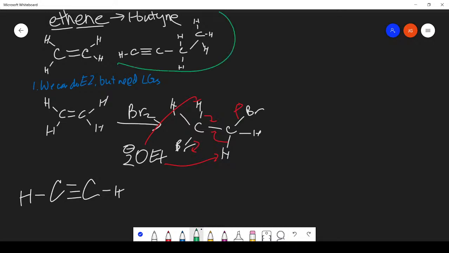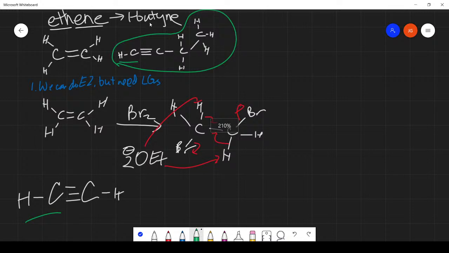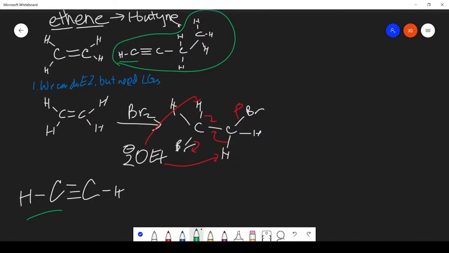Let's just circle what we're trying to get. Well, the good news is we already have half of this down, so we have this side down. We're just trying to get this side here, and we can install this all as one group. That's what I'm thinking. But we'd have to get rid of this hydrogen and replace it with all of this.